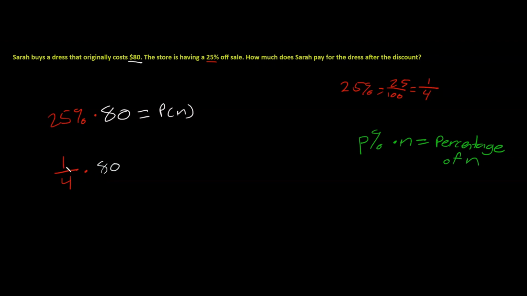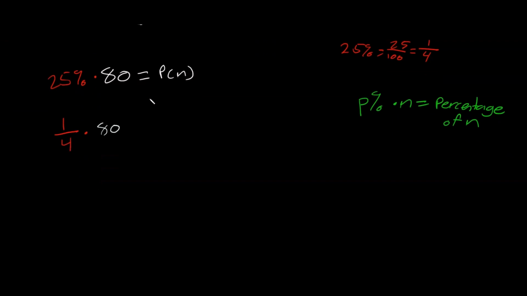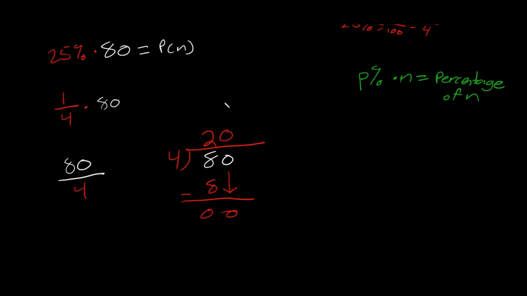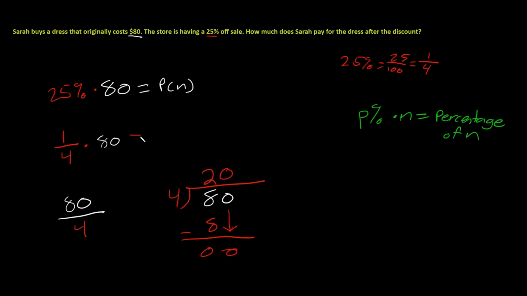Then we can see 1/4 times 80. So we just need to multiply 80 by 1 and then divide 80 by 4, since a fraction just means multiplying by the numerator and then dividing by the denominator. So we can scroll down here. 80 times 1 is 80, and that's going to be divided by 4. So 4 into 80. Let's see, 4 goes into 8 2 times. Then we subtract 8, so that is going to be 0. Drop down this 0, and then 4 goes into 0 0 times. So our answer is 20. So the percentage of n is $20.